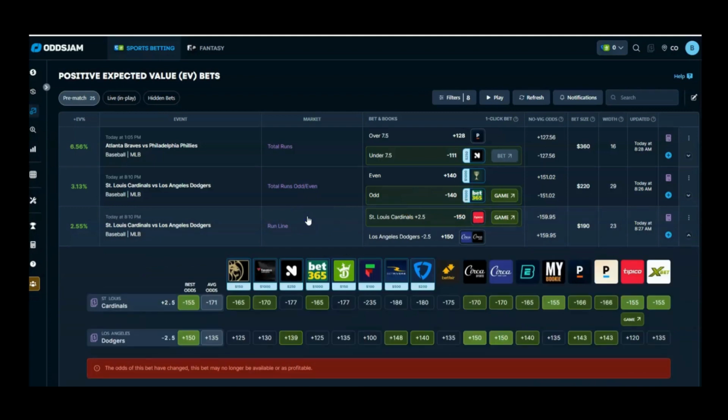So mainline bets are point spread, money line, and totals. Run line is sort of a version of the point spread in baseball. So this means the Cardinals can either win the game or lose by 2 runs or less, and you'll still win this bet at minus 150.